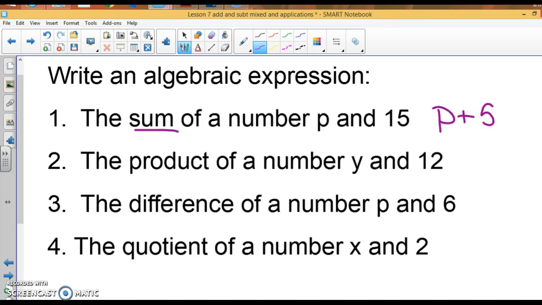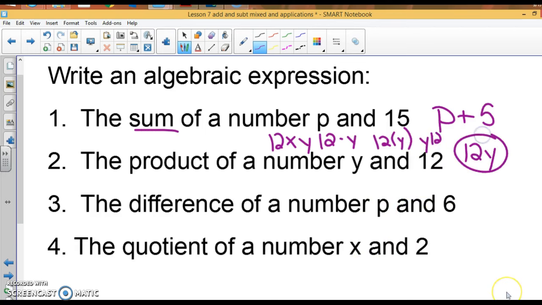The product of a number y and 12. Product means multiply. And when you multiply a number times a variable, you always put the number first, and you put the variable right next to it. I wanted it to be written 12y. I will mark 12 times y wrong, because that looks like two variables. I will also mark y12 wrong. It has to be 12y.